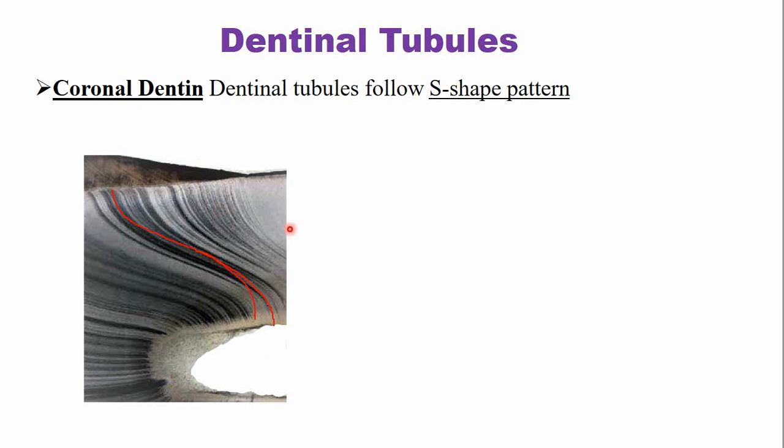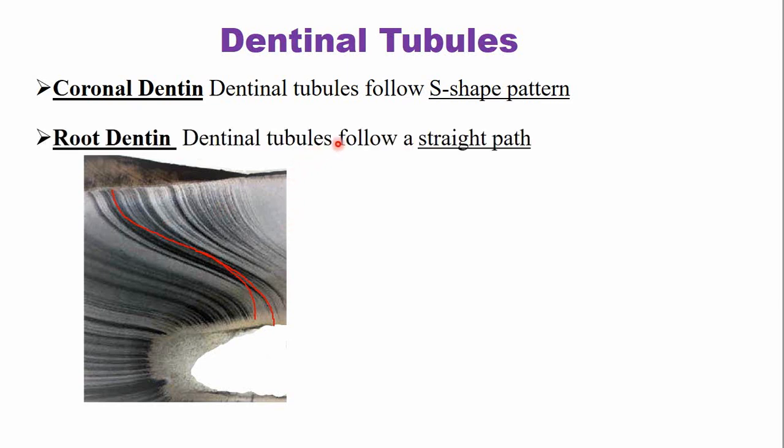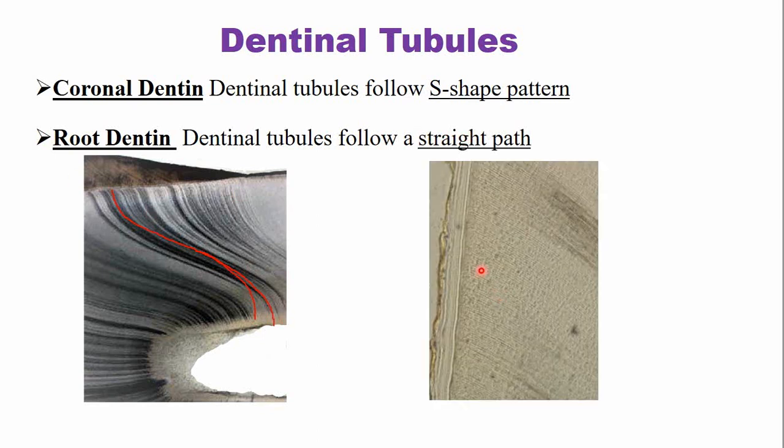Now, in the root dentin, the dentinal tubules follow a straight path. They are not curved like this. This is a ground section. This is the cementum, this is the dentin. Here you can see the tubules following a straight path, as in the root dentin there is little or no crowding of the odontoblasts.